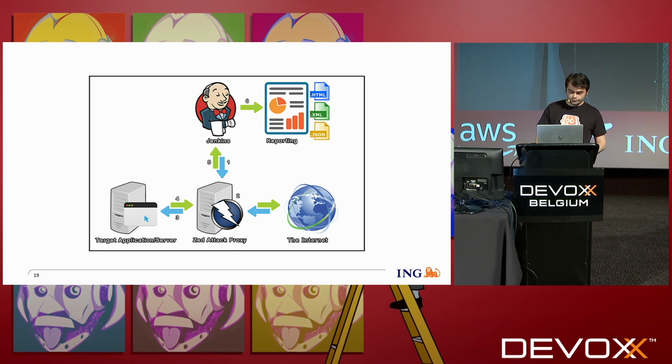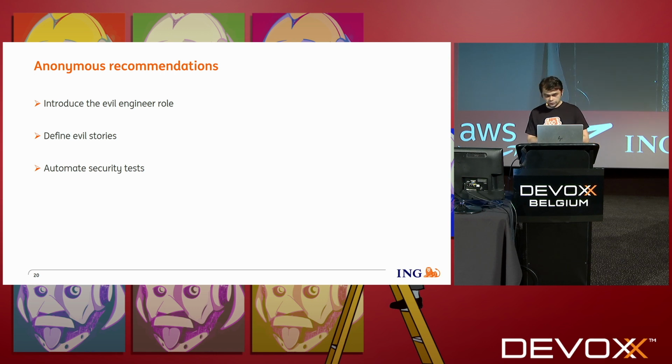Before closing, Anonymous, my dear evil engineer, has some recommendations for you. Introduce this role in your teams. Help the person who has that role to define the stories. And it's not only for one sprint, try to have it on a longer term. It's also going to have a fun factor, because it's not just I have to build something, I also have to break something in the end. So last but not least, try to automate, and by automation include your security testing there.